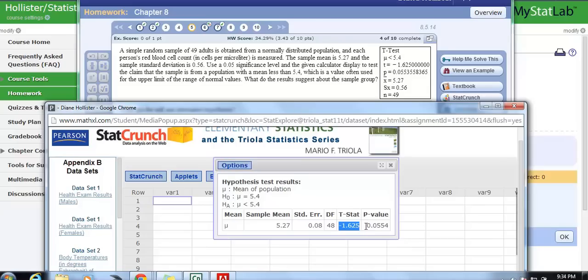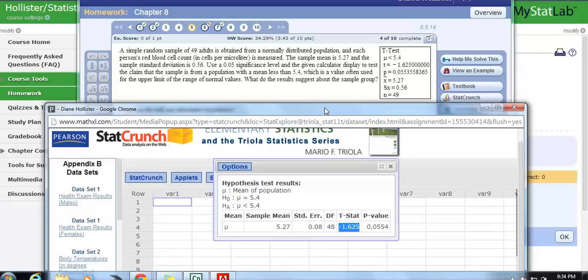Now let's take a look at this. This is p-value 0.0554. Our alpha level is 0.05. This is 5.54%. This is 5%. This is not less. The p-value is greater than the significance level. So in this particular problem, you would fail to reject H0.